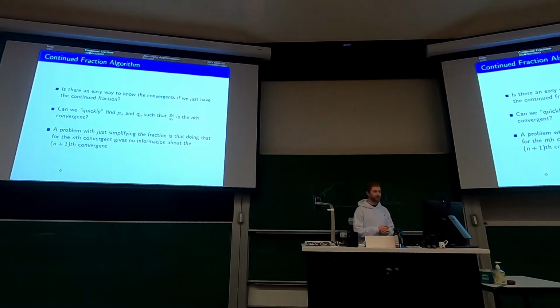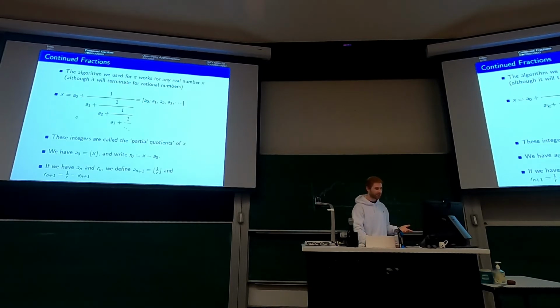The next question I want to ask is, is there an easy way to get the convergents if we have the continued fraction? So we have all the partial quotients, can we get the convergents, and can we do this quickly? So obviously you could just cut it off somewhere, right? And then do the simplification, so 1 over an plus 1 over an minus 1, just keep simplifying it up. But the problem with this is, firstly, if you do it for, say, the nth convergent, this doesn't give you any information about the next one.